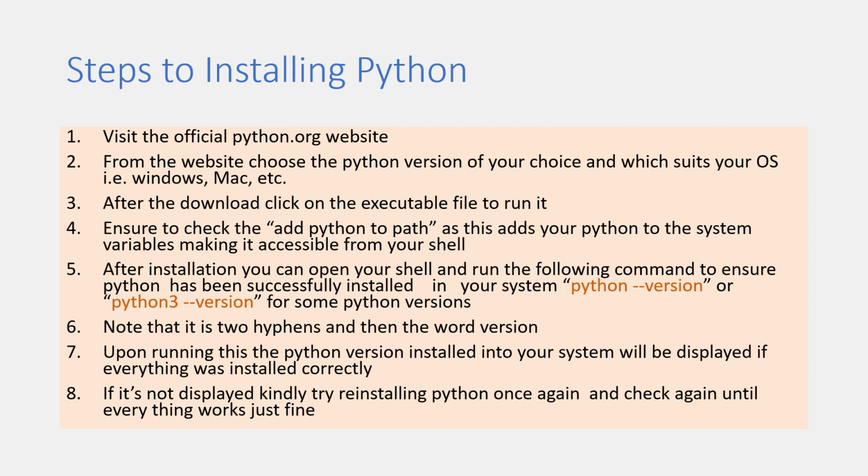The other thing, after the download, you click on the executable file to run it. The same way you download applications and install them is the same way you click on the Python installer to install it. Ensure to check the add Python to PATH option, as this adds Python to the system variables, making it accessible from your shell. This is one of the most important steps.